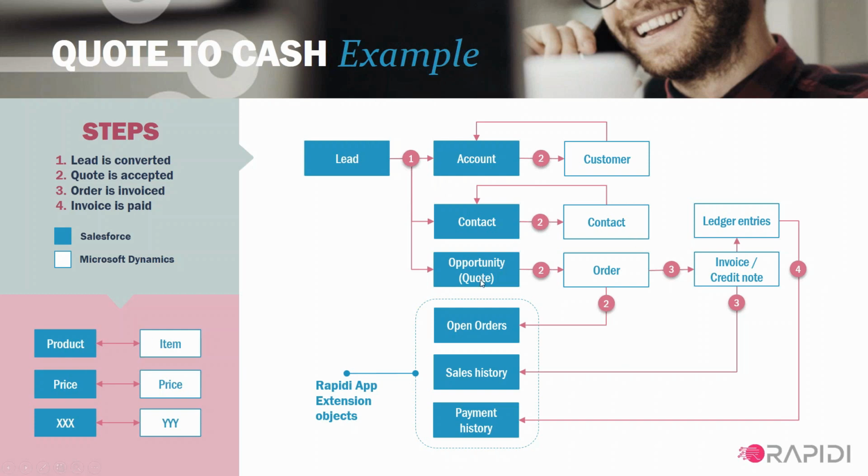In order to have, for instance, the quote to order integration, it's very common that you also need product and pricing information, which in this case would also be a part of the transfers that we set up during the configuration.